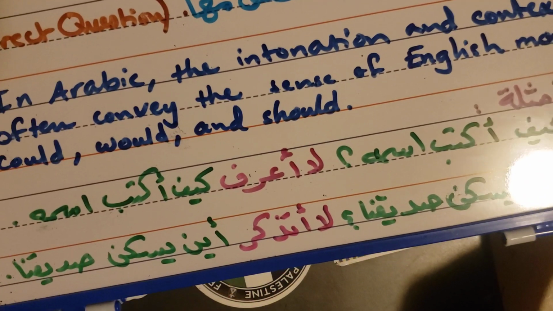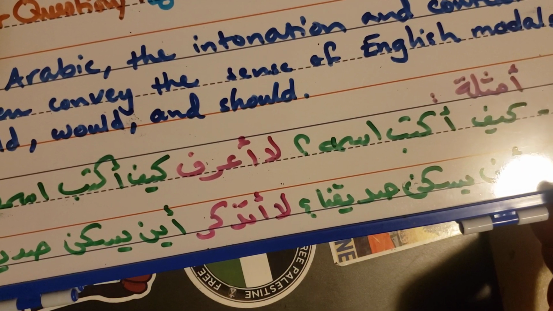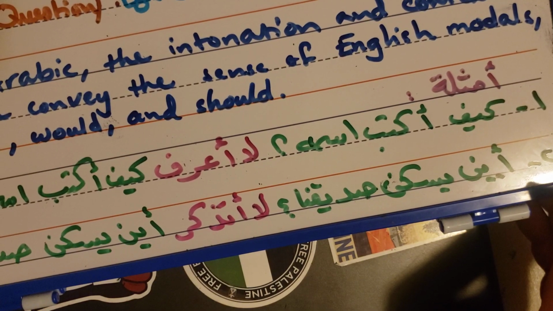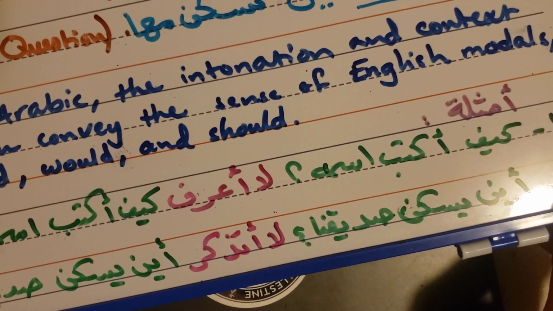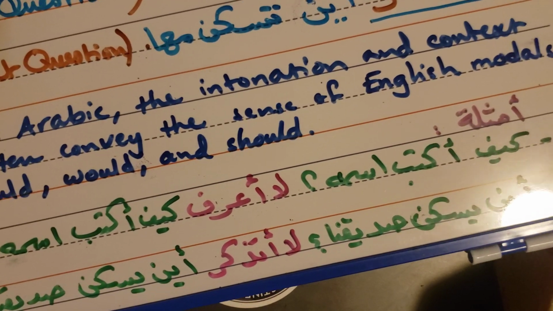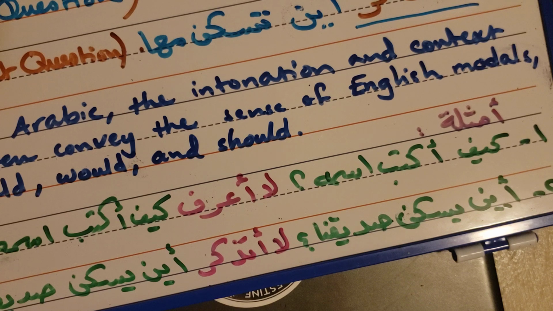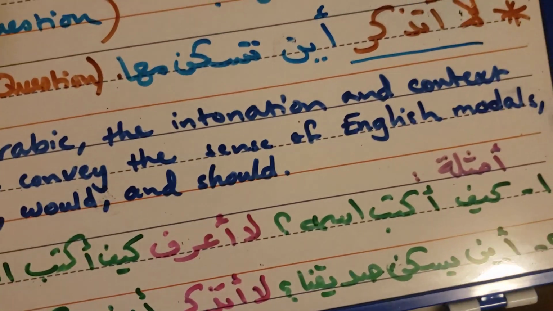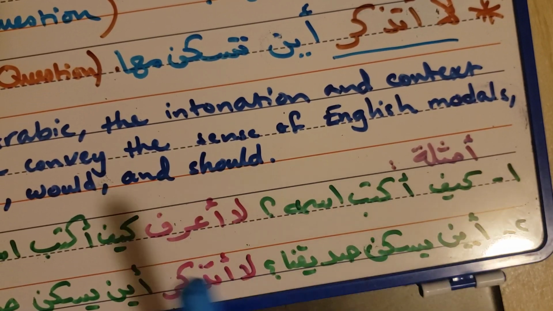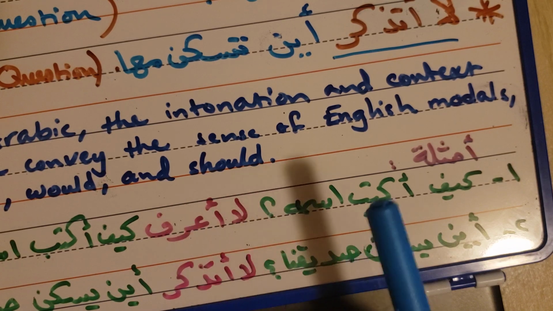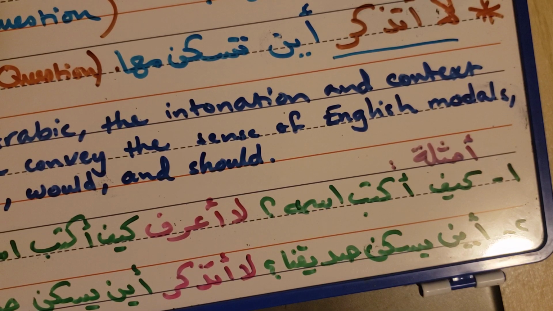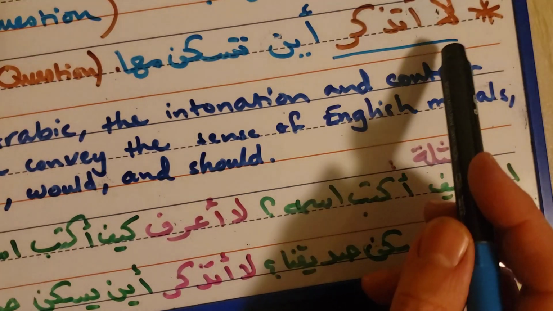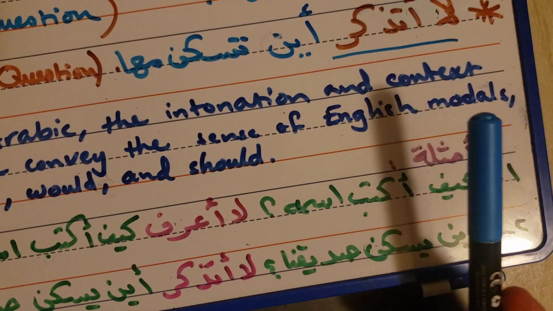Okay, now in Arabic, the intonation and context often convey the sense of English modals could, would, and should. So remember, we use these modal verbs, which are like the supportive verbs, the auxiliary verbs, to help with making a question. How do we create this in Arabic? We do not have something that corresponds to them except your intonation, the way you say the sentence in Arabic, and the fact that it is mentioned in a certain context helps the listener understand that it is an indirect question. It implies the use of could, would, and should. So لا أتذكر أين تسكن مها. Basically, the person will understand.